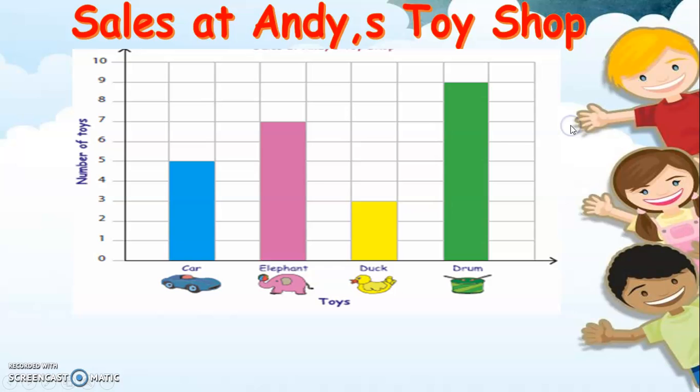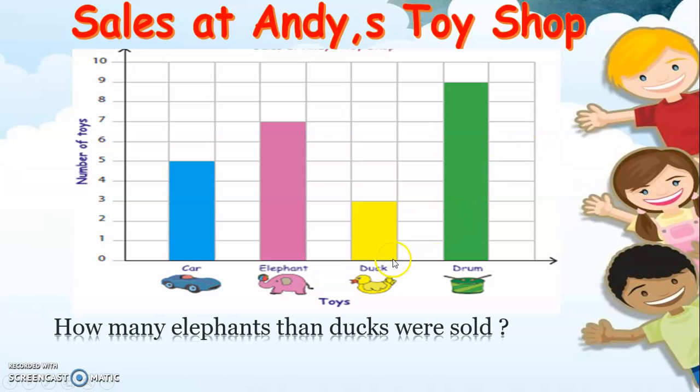Let us have another question. How many more elephants than ducks were sold? So, this is the elephant. The elephant stopped at 7 and the duck stopped at 3. In order to know the difference, we need to subtract. So, 7 minus 3, it means there are 4 more elephants than ducks that they already sold.